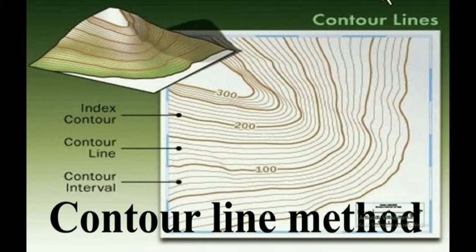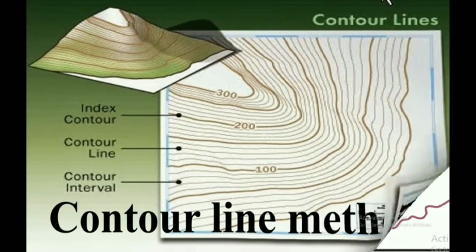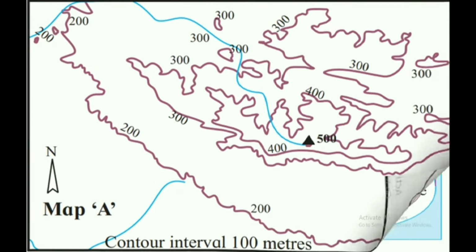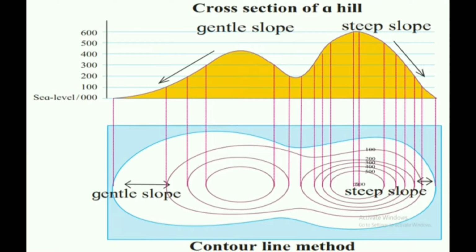This method is used to show the unevenness of landform on a map. The height of land is measured from sea level, so points of the same height are identified. Their position is marked accurately, meaning correctly, on the map. These locations are joined with lines. The lines joining the locations of the same height on a map are called contour lines.